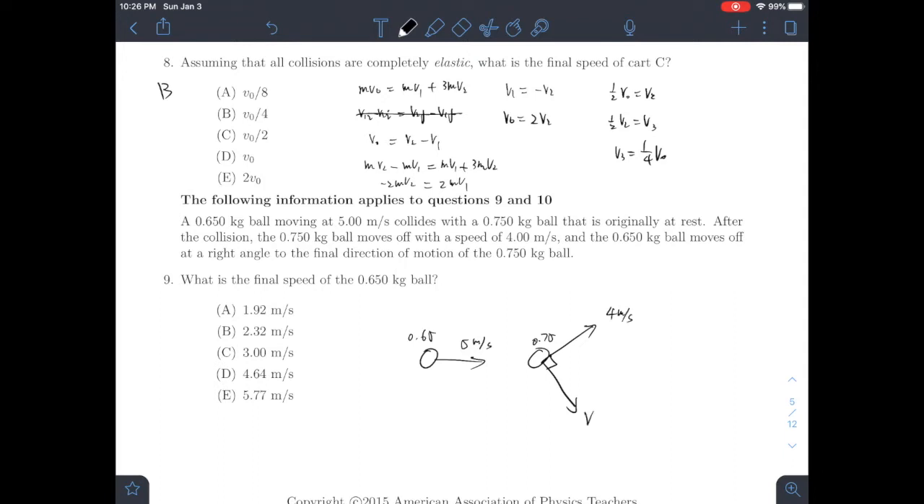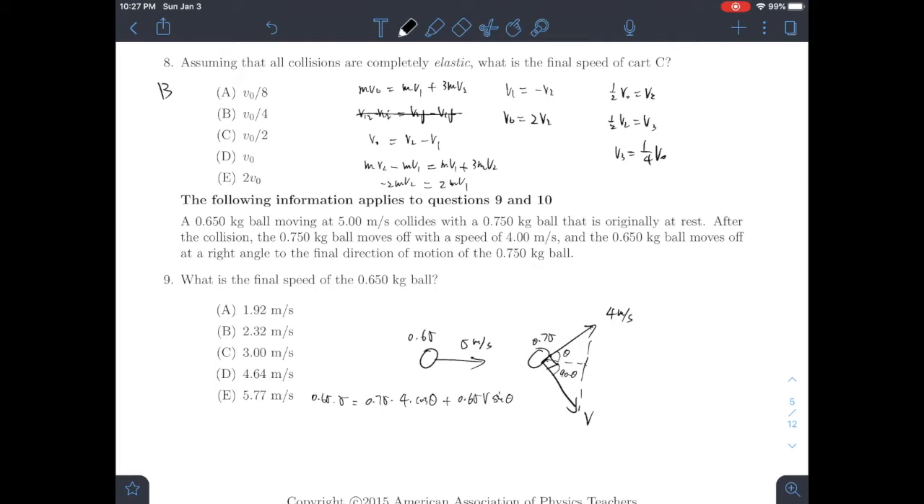So here we draw a diagram, and we have one ball moving to the right, colliding with the other ball, and the final velocities are perpendicular to each other. And we assume the final velocity of the first ball, the 0.65 kilogram ball, is equal to v. And the angle of the second ball with the horizontal is theta, and the first ball's final velocity angle with the horizontal is 90 minus theta.